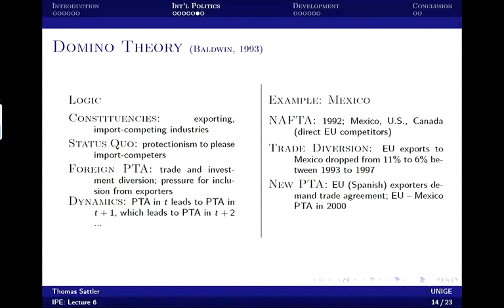So that's a theory that explains many, many preferential trade agreements pretty well. And it simply relies on the key ideas of our theoretical framework that we discussed last week, right? We have a sectoral model, export-oriented and import-competing industries. And we just add a foreign preferential trade agreement. And we use that model to actually come up with a mechanism that explains the diffusion of preferential trade agreements across the world.